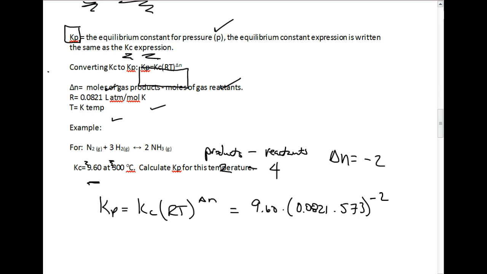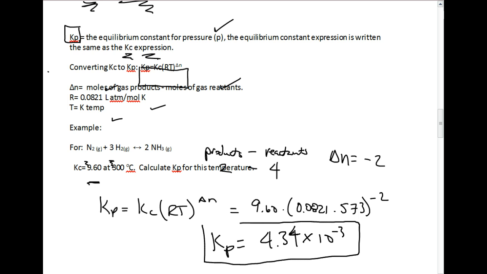And so I run this through my calculator and see what we get here. Okay, so the answer that I get here is 4.34 times 10 to the negative third, which is equal to Kp. And I'm going to leave units off there because we don't use units for K values.